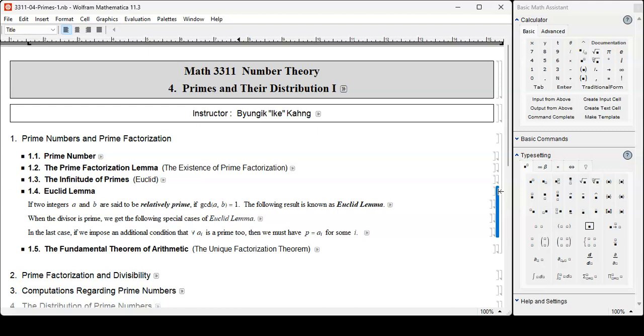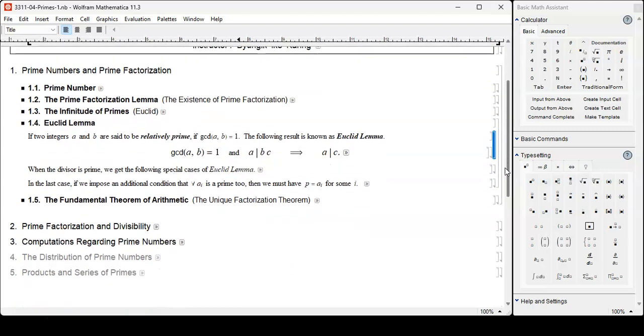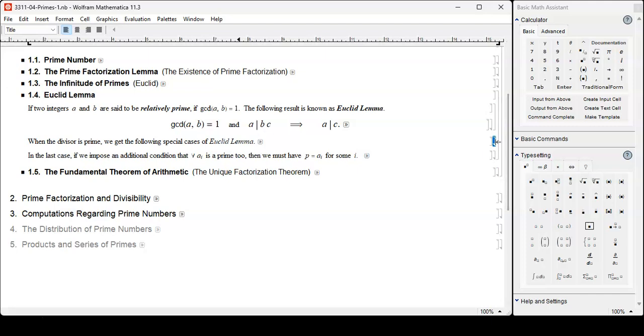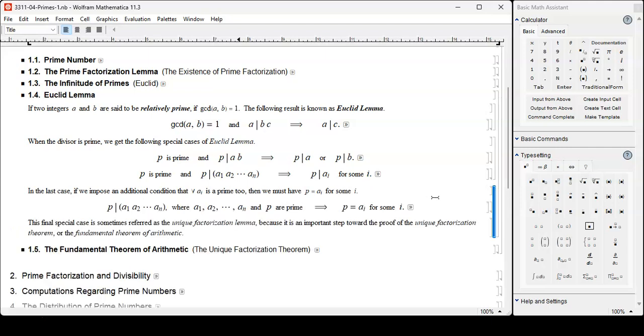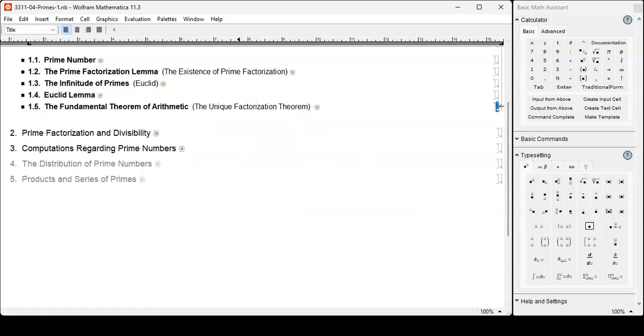And finally, Euclid's lemma. We went through the most general version and then the special version when the divisor is prime, and then finally the most specific version where the divisor is prime and the dividend is a product of primes. We're going to use the third version in the proof of the fundamental theorem. Okay, so much for the preparation.